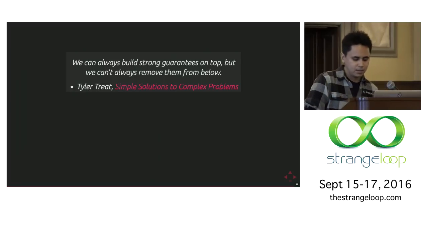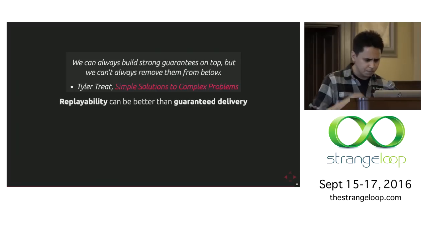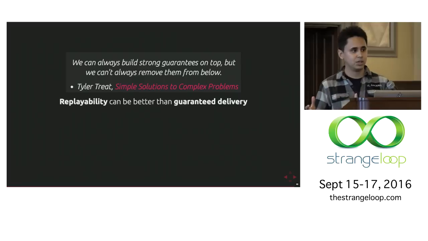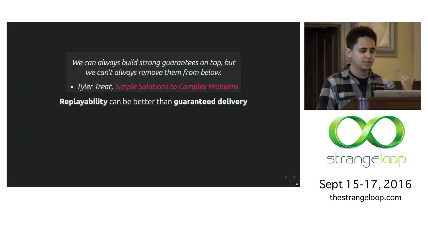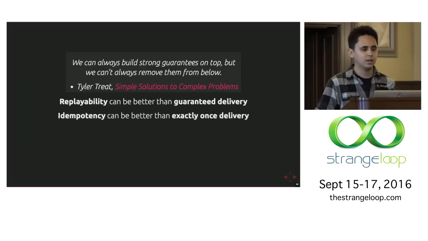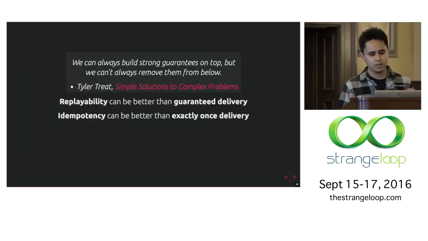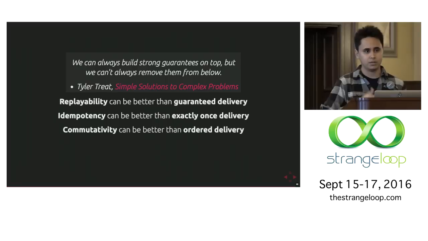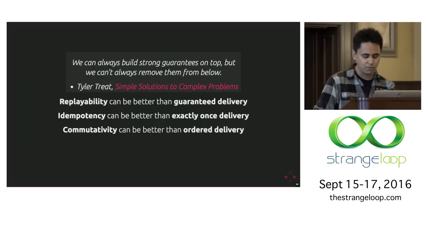Meaning that if we start thinking in terms of, for example, designing our system to be able to replay the messages instead, that becomes more important than having just guaranteed delivery. And if we can design our system so that you can safely retry the request, that can be better than having exactly once delivery. Also, if our system can sustain rearranging of the messages, this can be better than just having ordered delivery. And our system could end up being more resilient by following these traits.